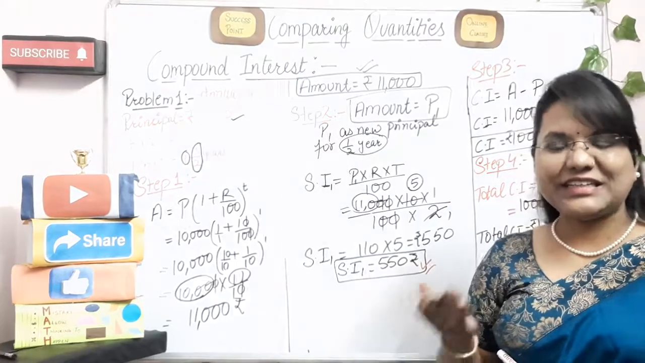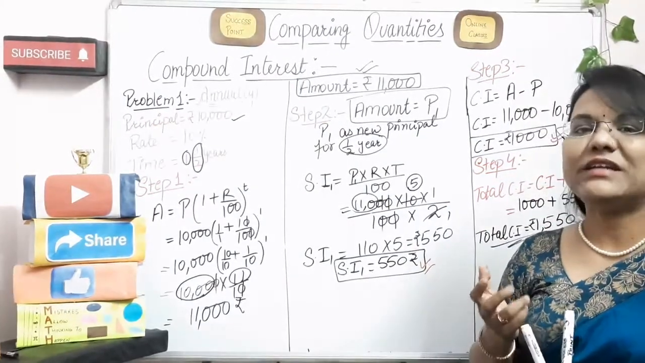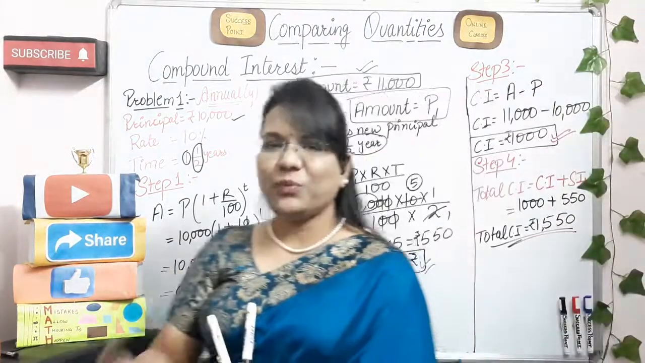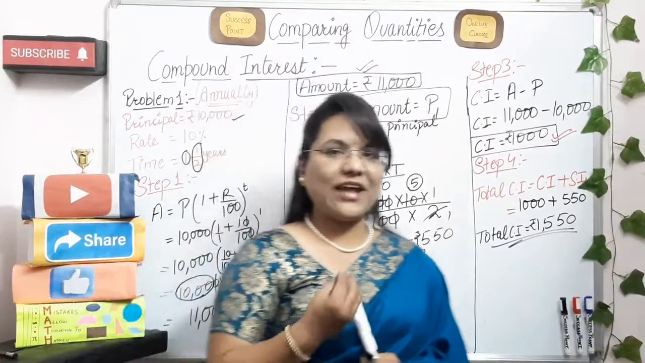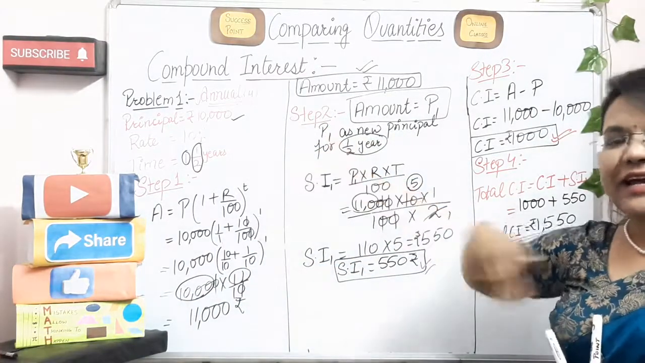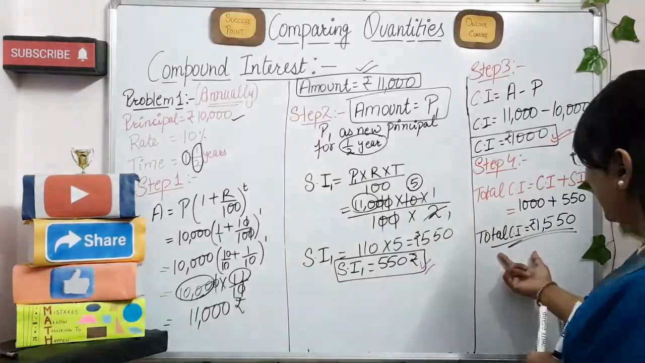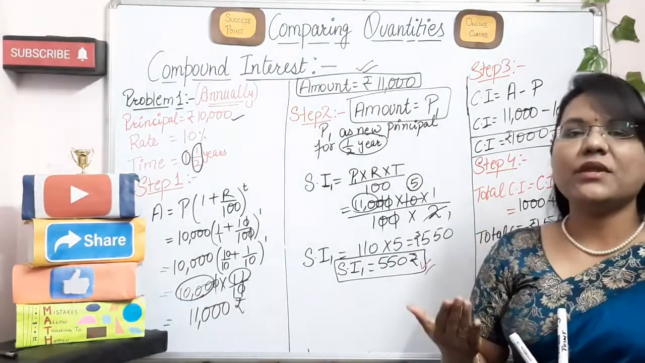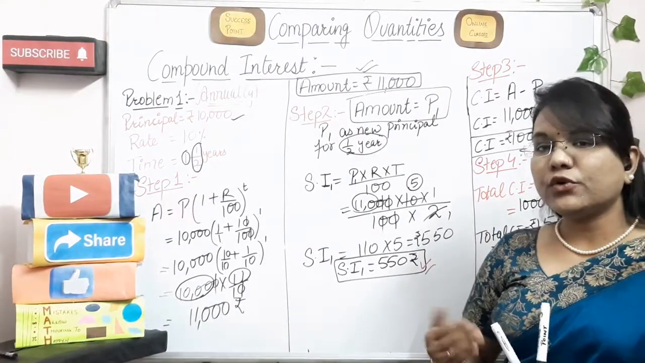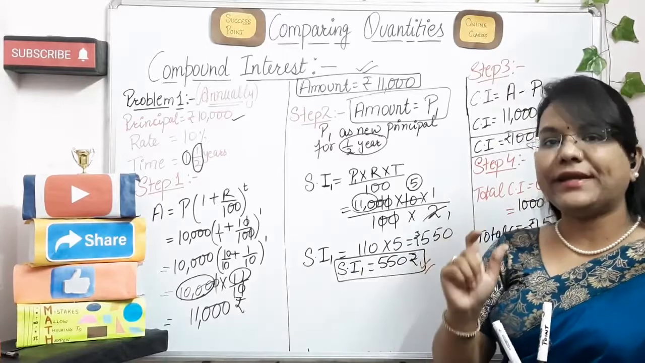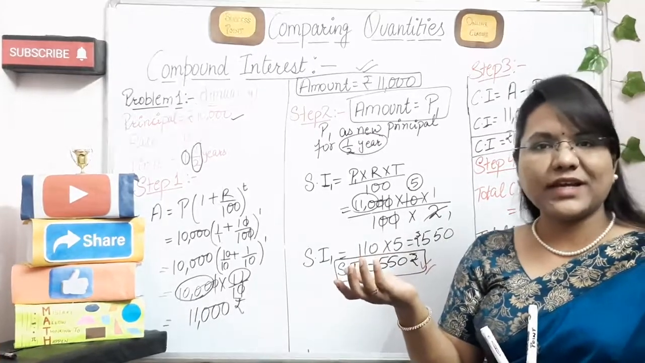Is it or not? That means the bank will reward you 1550 rupees. This will be your extra money. 10,000 obviously you will get back, and extra money as 1550 rupees. This is only the extra money you will get. But if you want to know the total money, how much you will get back, that means the final amount, that also we can calculate.